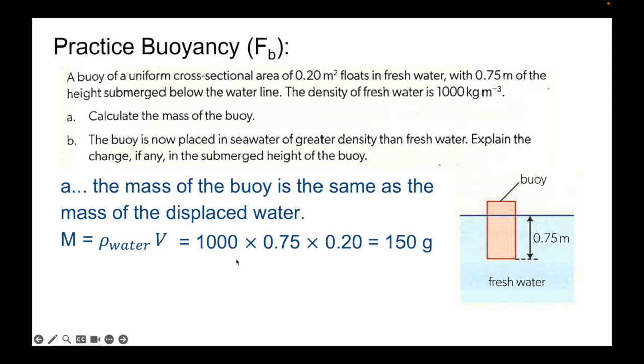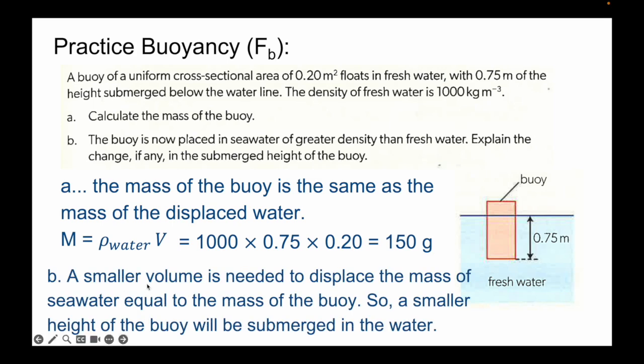We've got our density times this is the height that's submerged below the line, and multiply it by the cross-sectional area. So we've got height, we've got width, and we've got density here. So that's going to be our volume. Our length times width is going to be our volume. And then we've got meter squared here and meters, so that gives us meters cubed. That's going to be our volume. 150 grams in this case.